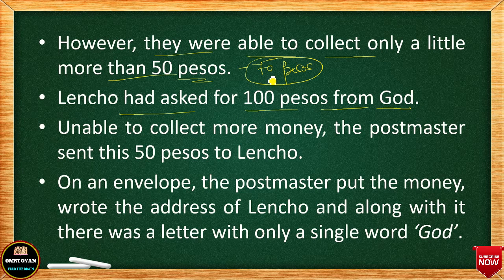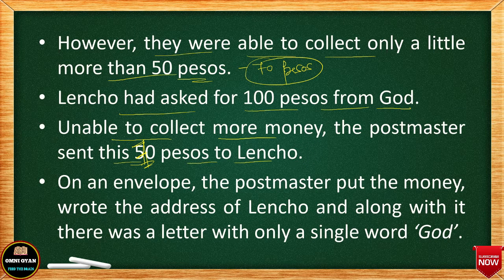But you see, the postmaster, the employees, and his friends' donation, they could not collect 100 pesos. Okay, so finally, unable to collect more money, the postmaster sent this 50 pesos, actually a little more than 50 pesos. This would be 70 pesos actually. So the postmaster sent this 70 pesos to Lencho. ठीक है. तो because they could not collect more money, वो ज़्यादा मनी कलेक्ट नहीं कर पाए, तो पोस्टमास्टर thought that, okay, whatever we have collected, let us send this money to Lencho.